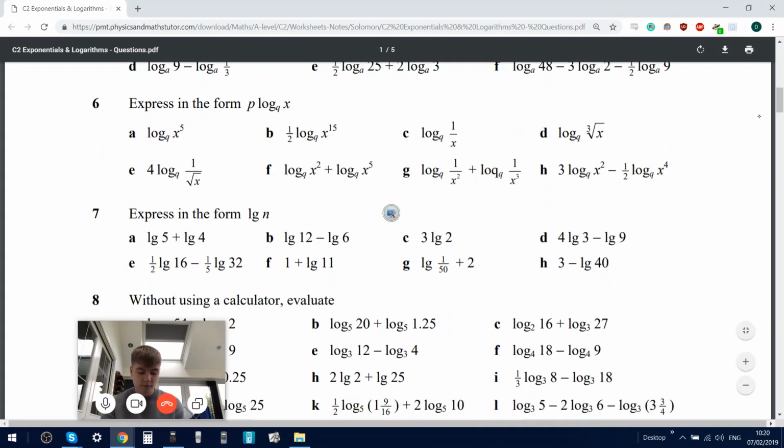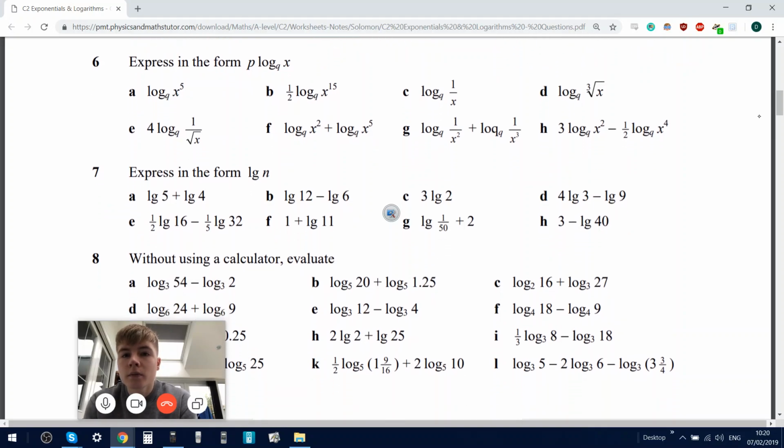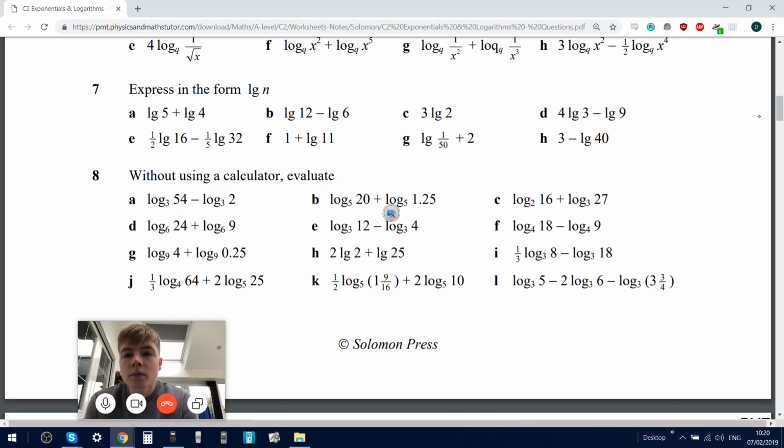Let's see. They want it in the form of P log X. P log X, Q log X. Yeah, that's alright. Just working backwards. Expressed in the form of a single log. Those are okay.